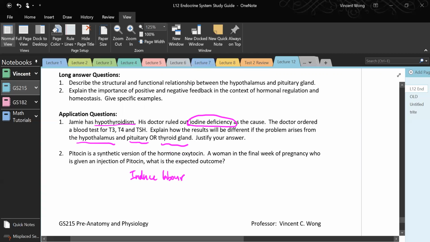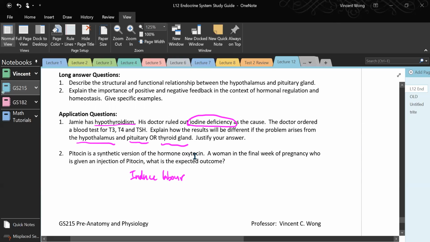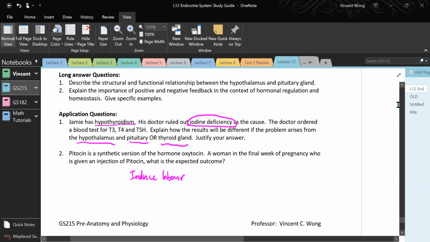So once you injected the Pitocin, it's going to cause the uterus to start to contract. And eventually, as the uterus contracts through positive feedback, the posterior pituitary gland will release its own oxytocin. And once you have a certain level of oxytocin, then the body will take over in its own production and own positive feedback, and that will cause labor to occur. Okay. So that is that.